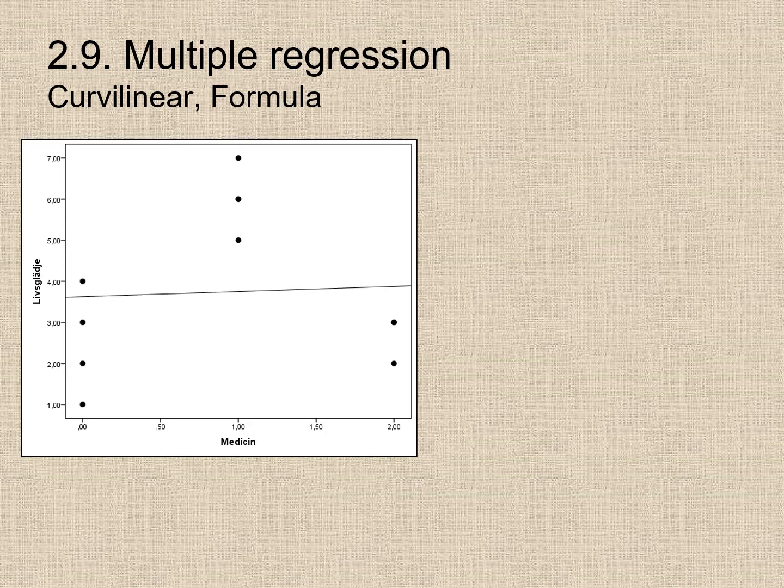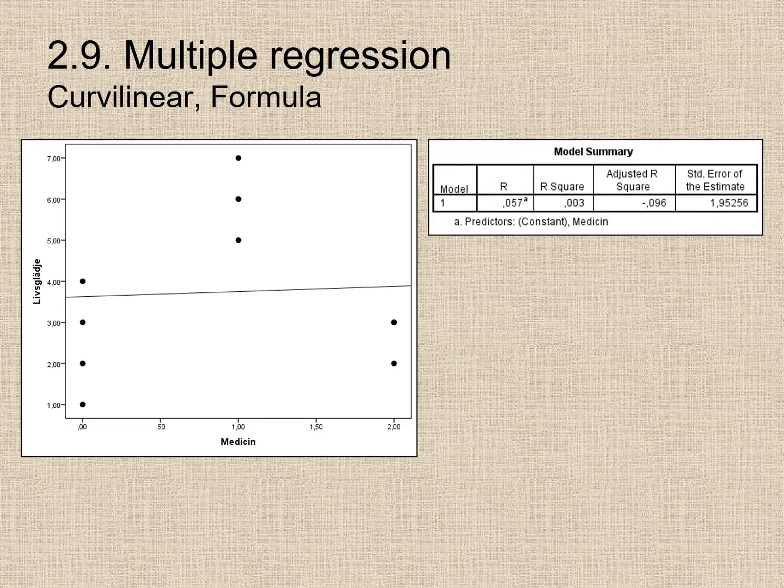But is there no relation between medication and life satisfaction? There is. Clearly there is, but it's a non-linear association. It's a curvilinear association. So what we want to do is to change this straight regression line to a curve instead. And how do you do that? How do you go from a line to a curve?